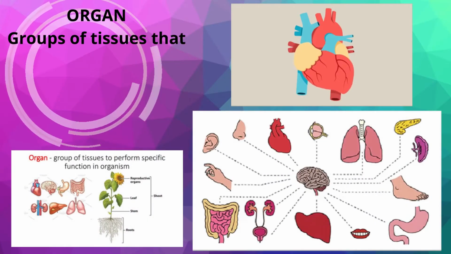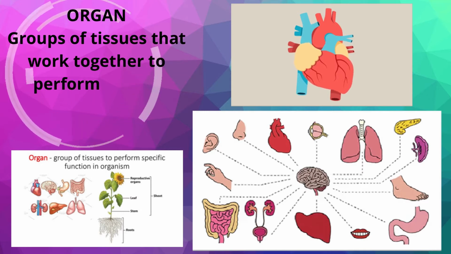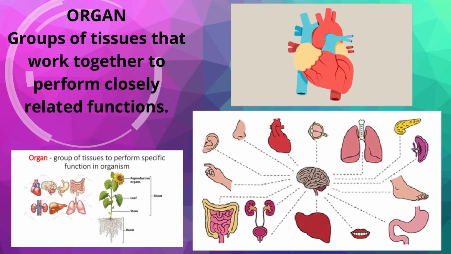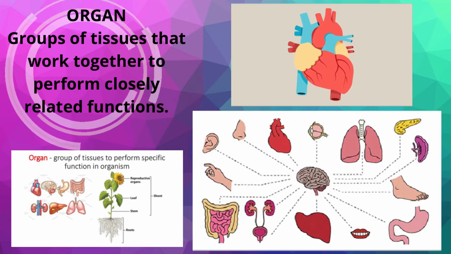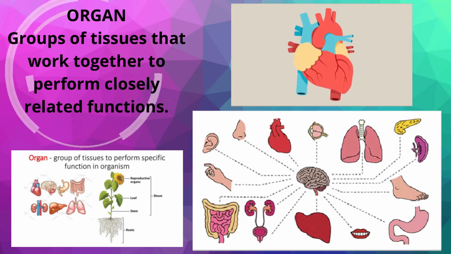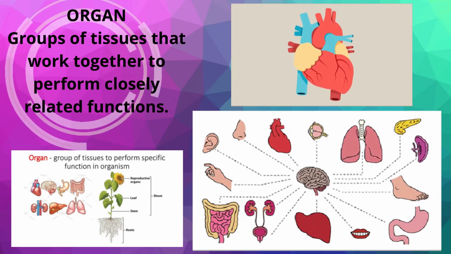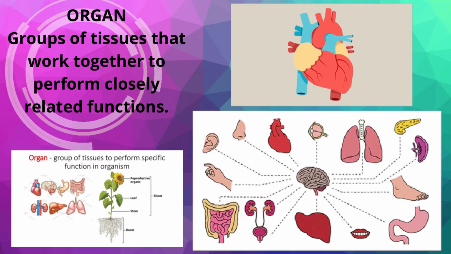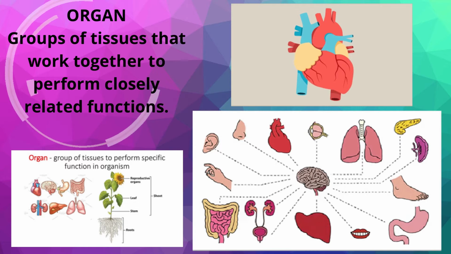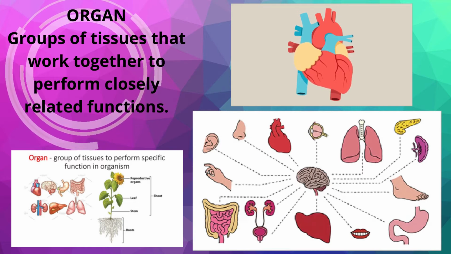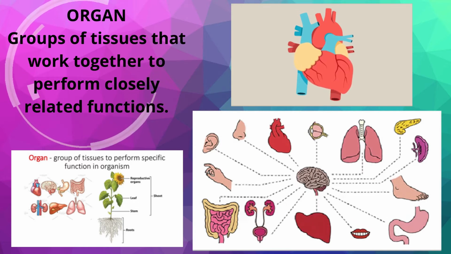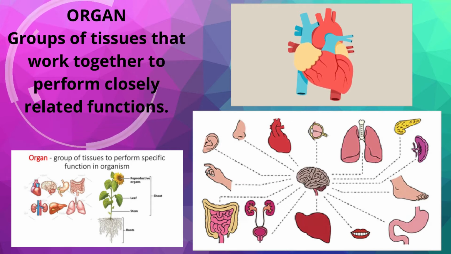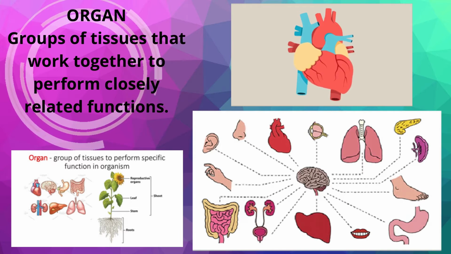The next level of life's organization is your organ. This level of life's organization is made up of 2 or more types of tissues. So organs are groups of tissues that work together to perform closely related functions. Just like workers in a factory, the organs in the organ system must work together effectively in order for the whole system to work as expected. If one organ fails, the ability of the whole system to function is affected. Brain is an organ which controls the activities in the body.